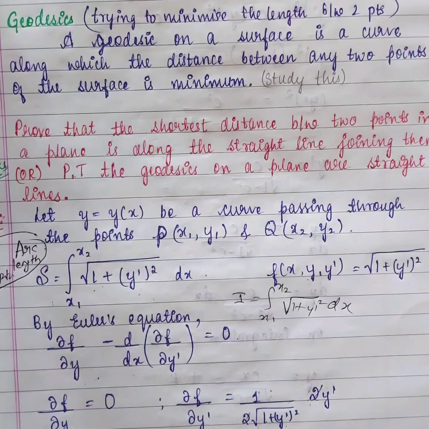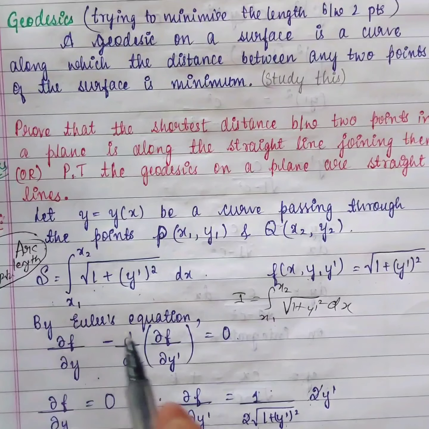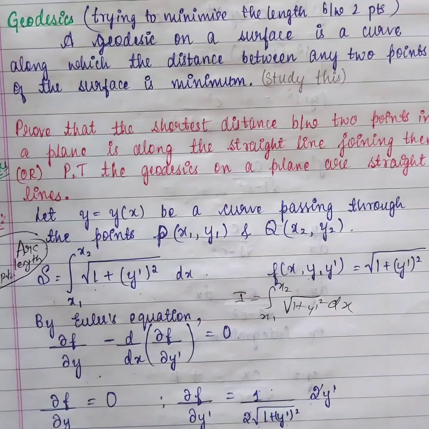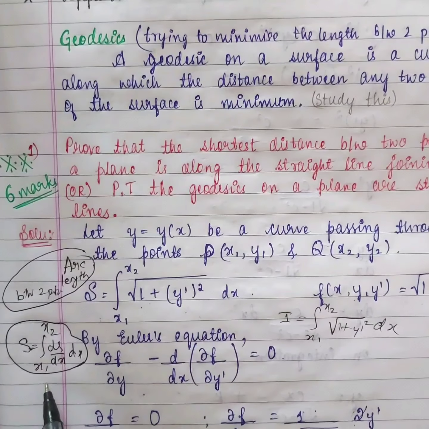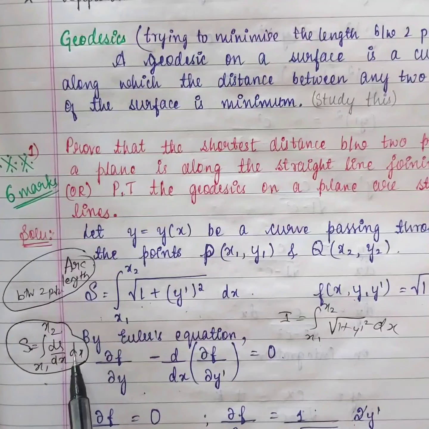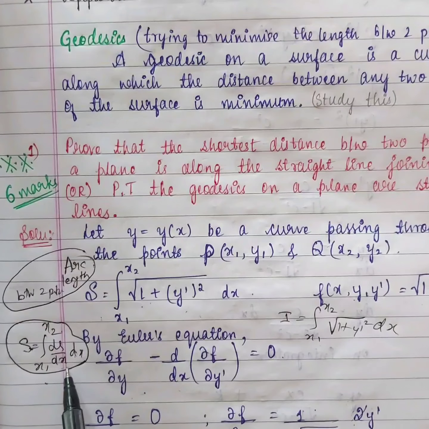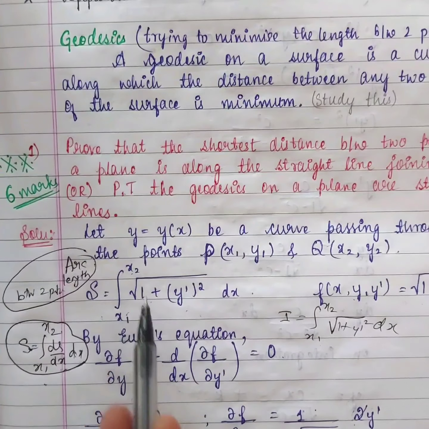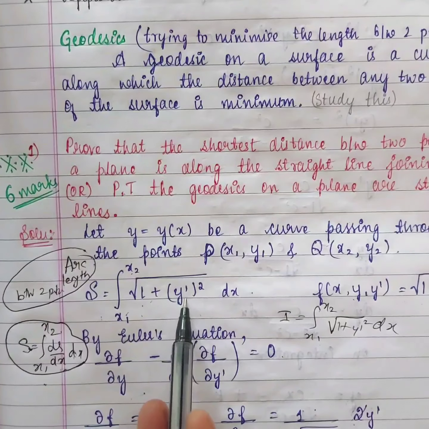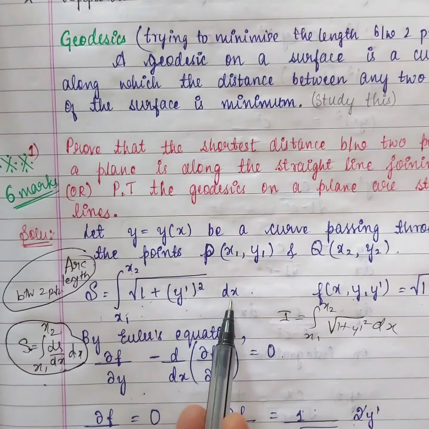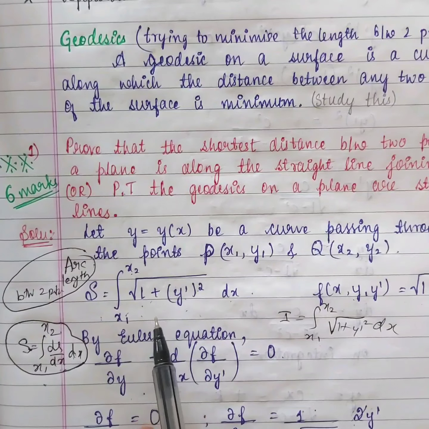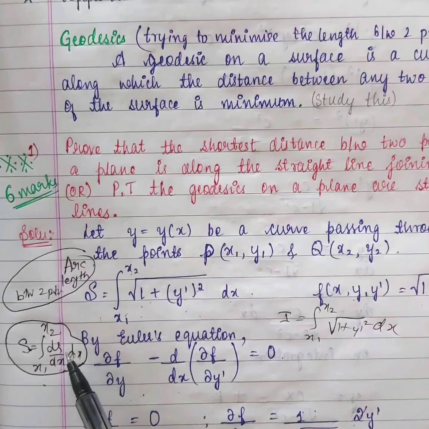For that we have to use the clue: the arc length between P and Q. What is the arc length? S is equal to the integral from x1 to x2 of ds by dx into dx. This is the arc length. Or I can write this as, both are the same, the integral from x1 to x2 of root of 1 plus dy by dx the whole square into dx. In the place of dy by dx, we have used the notation y dash. So this is your S. So this we got from arc length.